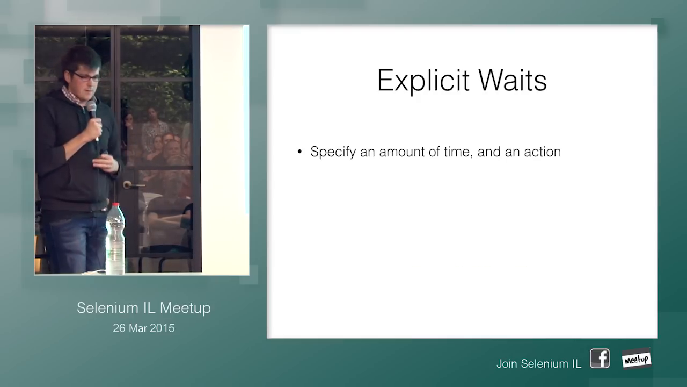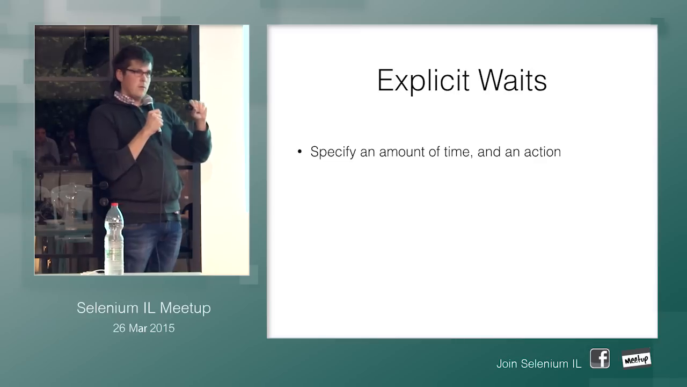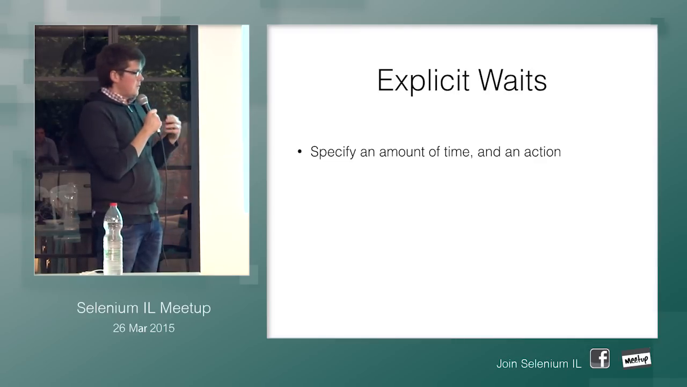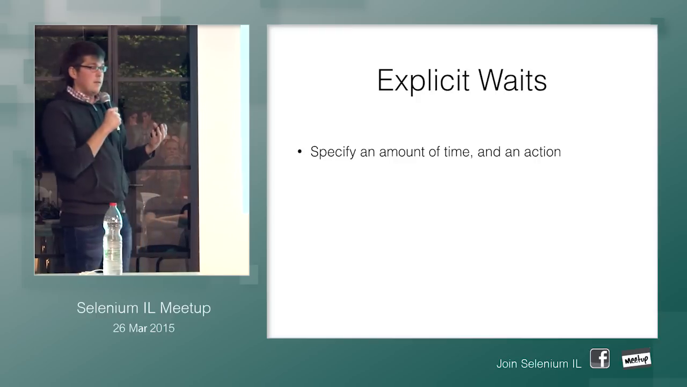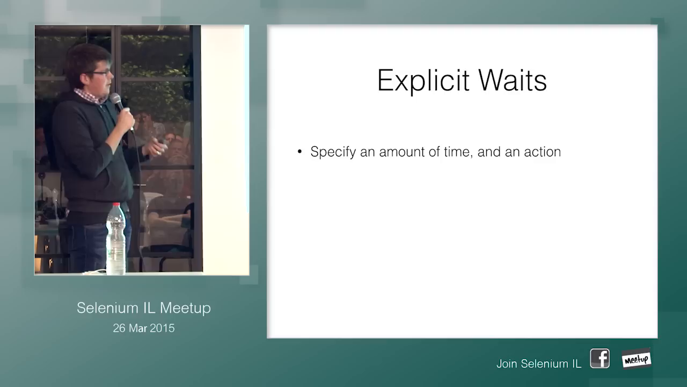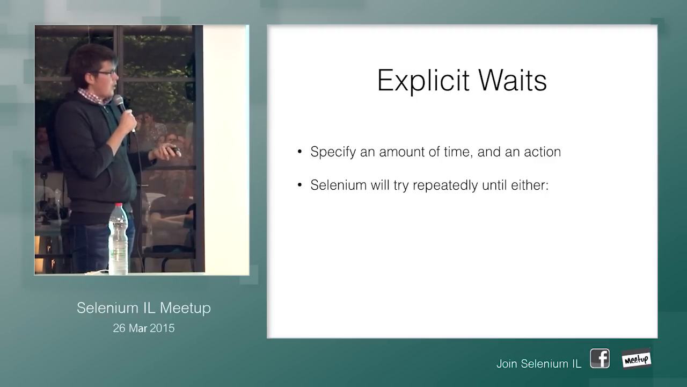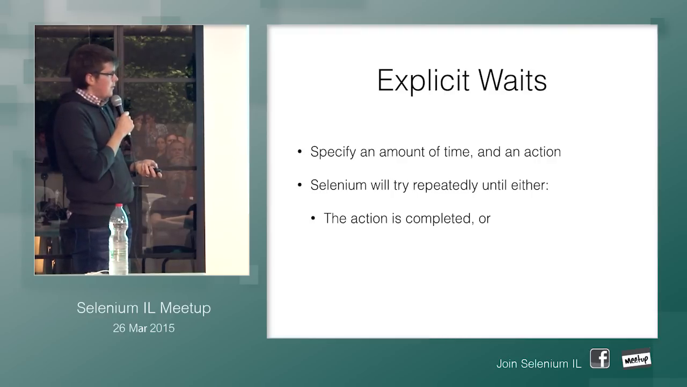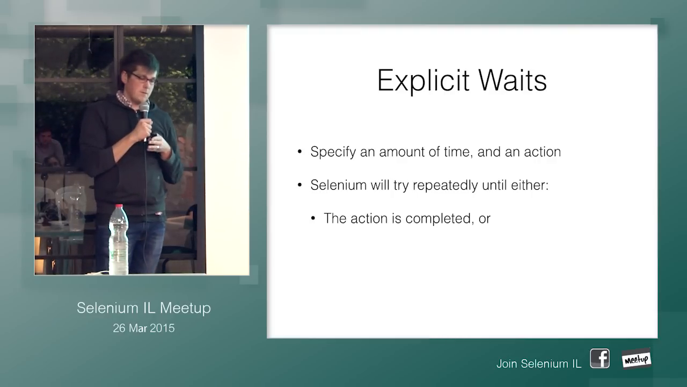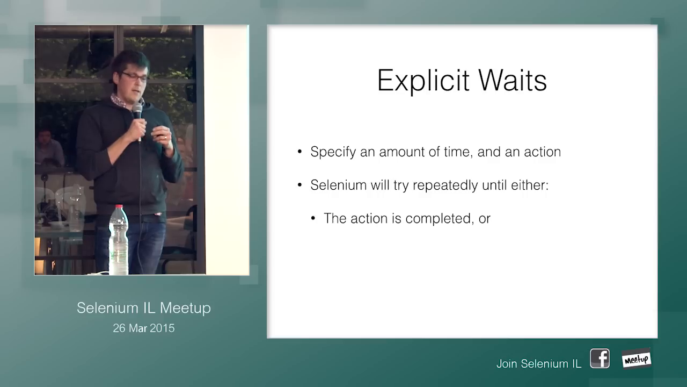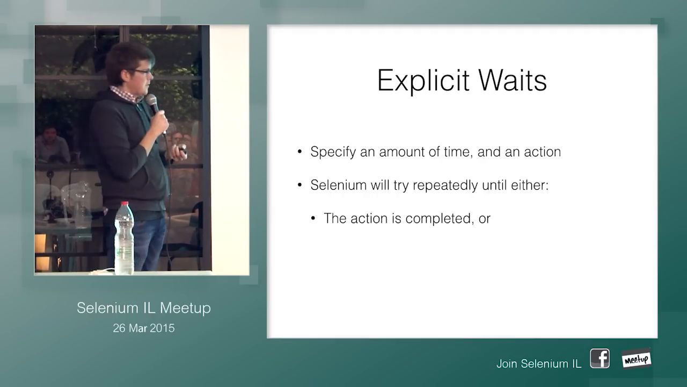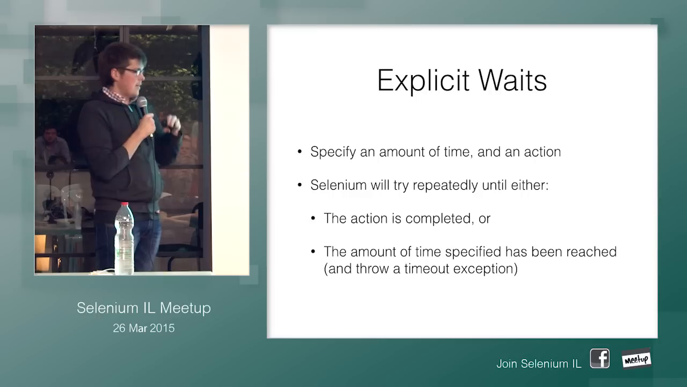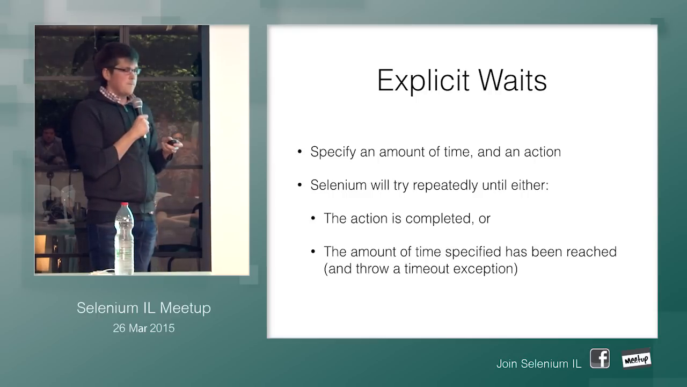So with explicit waits, for an action that you want to add a wait to, say you click a button and you want to wait a certain amount of time for something to happen, you would wrap it in an explicit wait. And so you specify an amount of time in the action you want to do, and Selenium will try that action repeatedly until the action can be completed. Say you said 10 seconds to wait, and it was able to complete it in 2 seconds, it'll move on. It'll just go to the next action after that. If it's not able to do it, it's going to keep trying for that amount of time you specified, and then once it hits that top level time, it's going to throw a timeout exception.